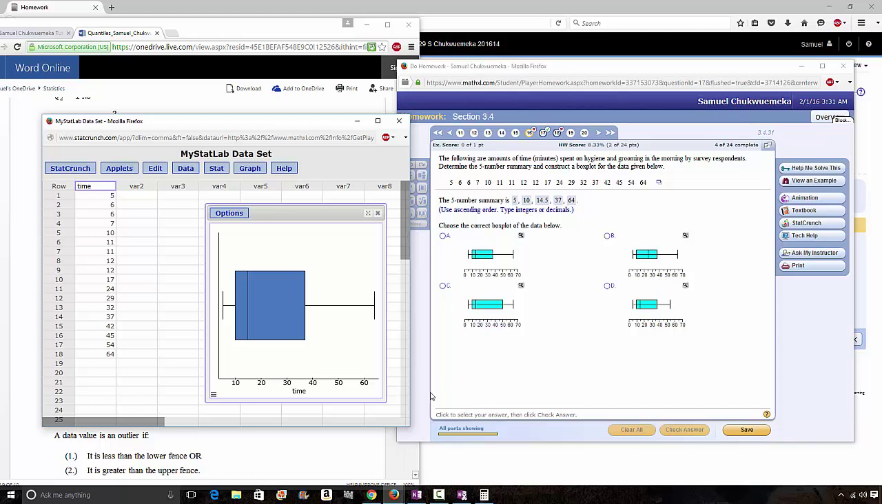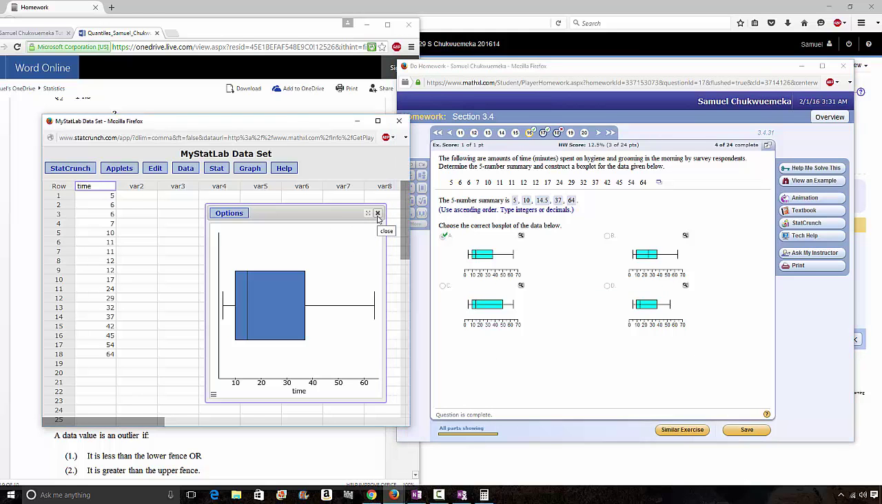I look at this as, first of all, minimum, then maximum, then median. The median is 14.5. It could be A. It's not going to be B. So B and D are out. It could be C. Now let me check my Q3. Q3 is 37, and that will eliminate C. So I have only A.